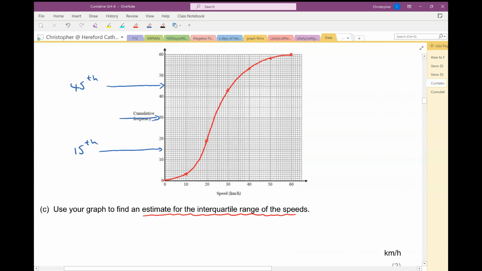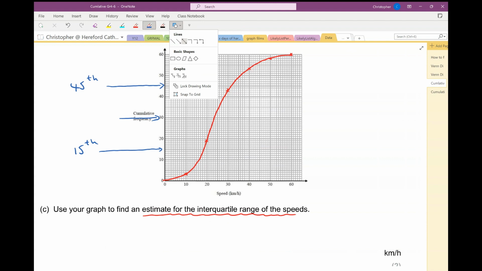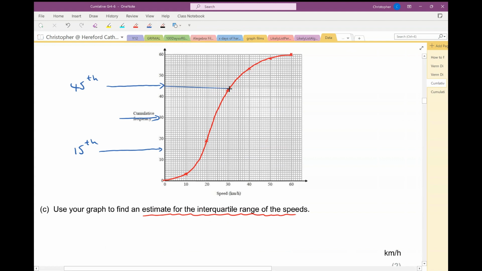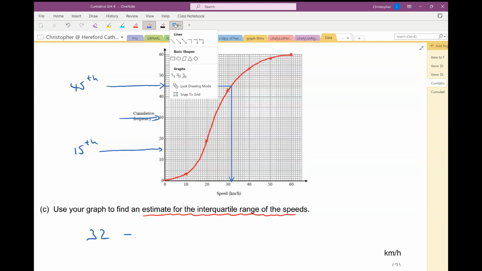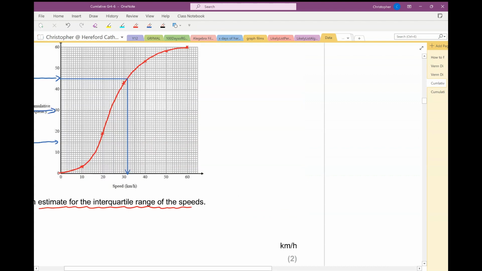So to find an estimate for the speed of the 45th bike, I need to draw a line across from here, and then a line down, and then I need to read off what that speed is. So for me, the 45th bike is going at 32 miles an hour, and I'll need to subtract the speed of the 15th bike. So again, let me zoom this up a bit.